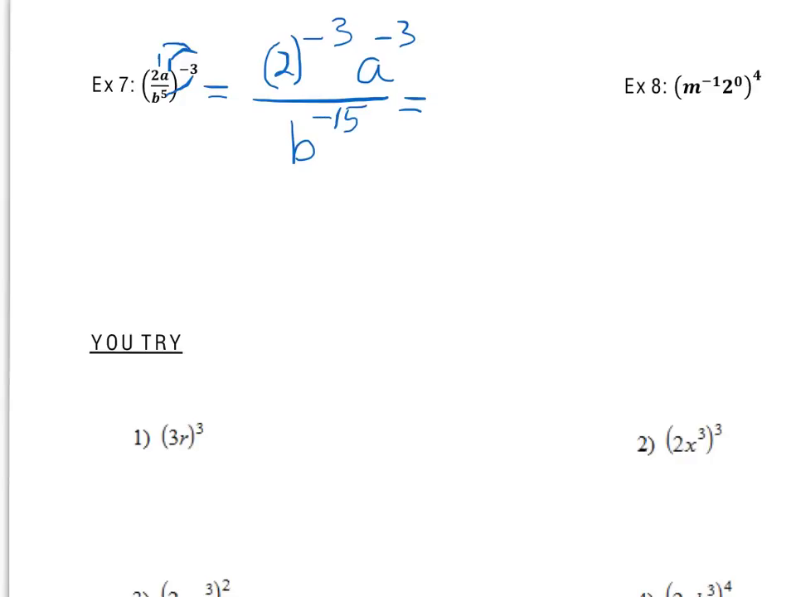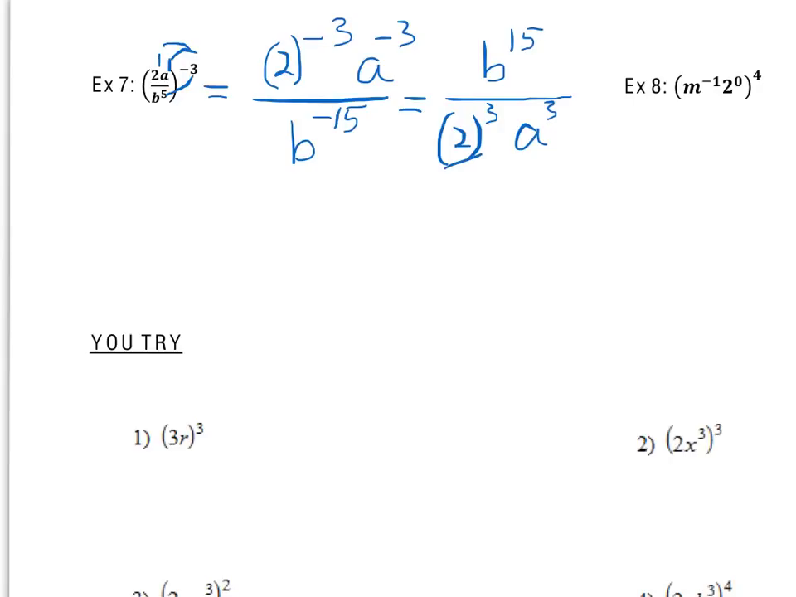Clearly not done because we have negative exponents. So let's flip them to get rid of the negative exponents. 2 to the negative 3 was in the numerator. Move it down to the denominator, and guess what? That negative becomes a positive. A to the negative 3 was in the numerator. Move it down, becomes positive. B to the negative 15th was in the denominator, so we move it to the numerator. Turns positive. Are we done yet?